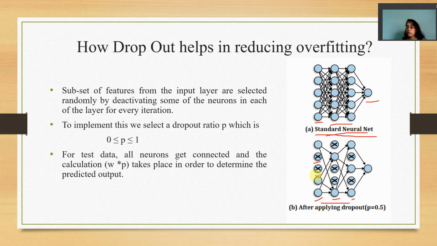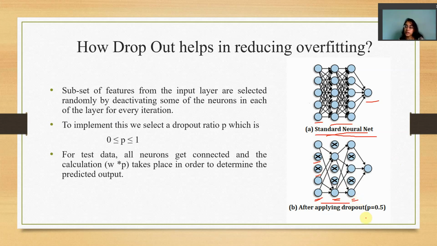So this is actually the concept of dropout, where the neural network will randomly select some subset of features or subset of neurons, and the remaining neurons or features are deactivated. Here it is indicated by the cross mark. You can see here that in the first layer, or the input layer, 2 neurons are deactivated. In the first hidden layer, 3 neurons are deactivated. In the second hidden layer, 2 neurons are again deactivated.